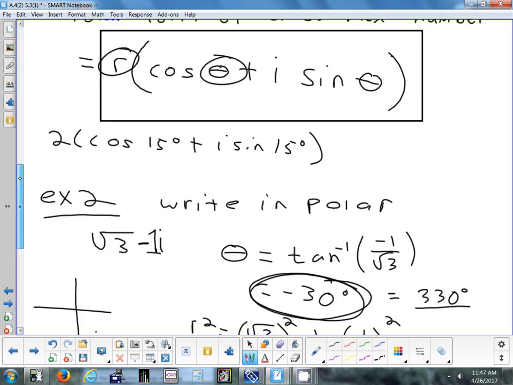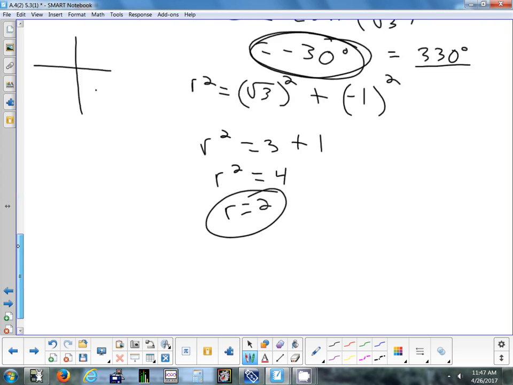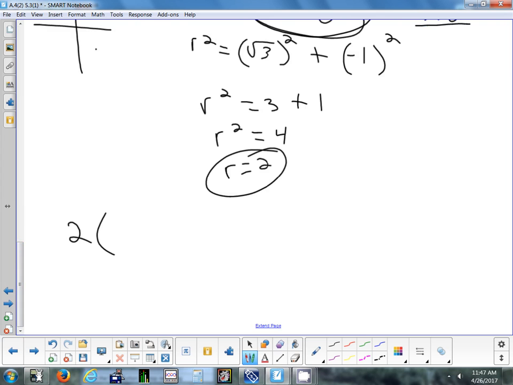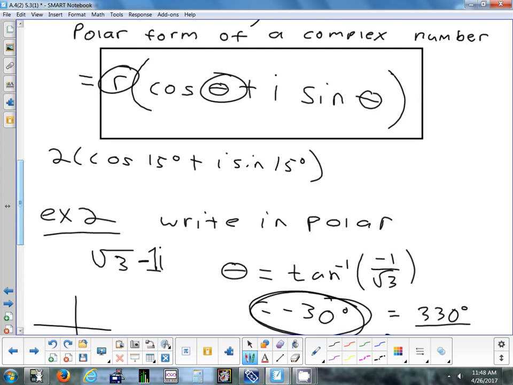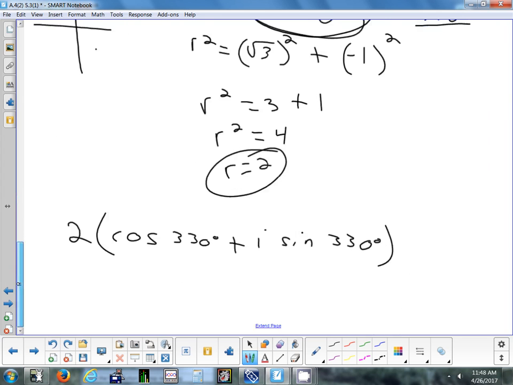All right, so final answer is r times the quantity cosine theta plus i sine theta. So r, don't forget a parenthesis, cosine theta plus i sine theta. That's it. You leave it just like that. If you were to do this out, like if you took your calculator and distributed the 2, okay, don't do that, but if you distributed the 2 out and you found the cosine of 330 and the sine of 330, you would be changing this back to exactly what you started with. That's why we don't do it out. We just leave it like that.